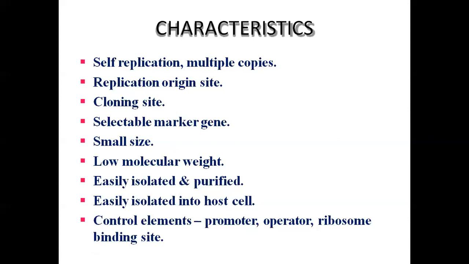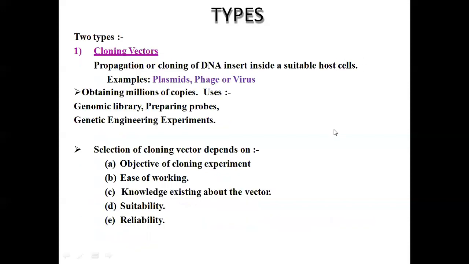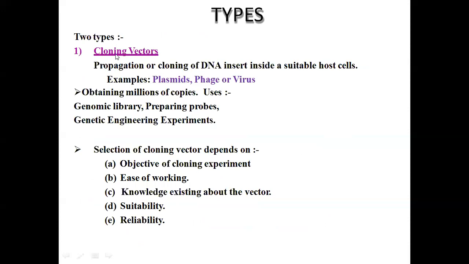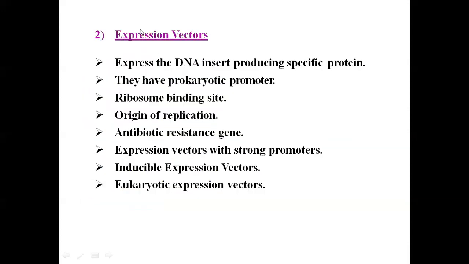And control elements should include a promoter, operator, and ribosome binding site. These are new things to you, I think. Promoter and operator are controlling DNA sequences which control the regulation of gene activity. So now we are talking about the types. What are the types of vector? Don't confuse this with examples. We are talking about types. The first is the cloning vector and the second is the expression vector. That's all. There are two types of vector: cloning vector and expression vector.